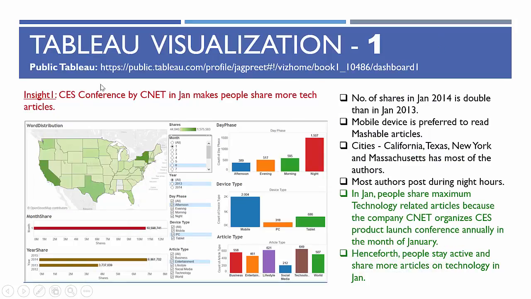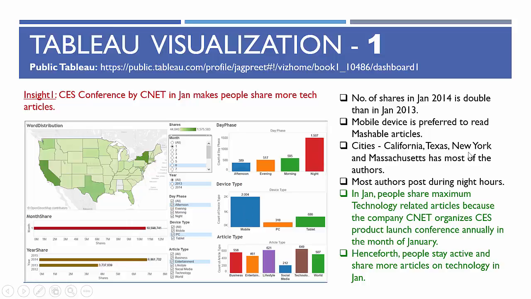Coming to our fourth objective, we have the visualization done through Tableau. The public link is available here. You can see this is the dashboard where we have uploaded the Tableau workbook. The first insight we received from the data is that the CES conference by CNET in January makes people share more technology related articles. We can see the number of shares in January 2014 is almost double that of January 2013. Mobile devices are preferred to read Mashable articles.